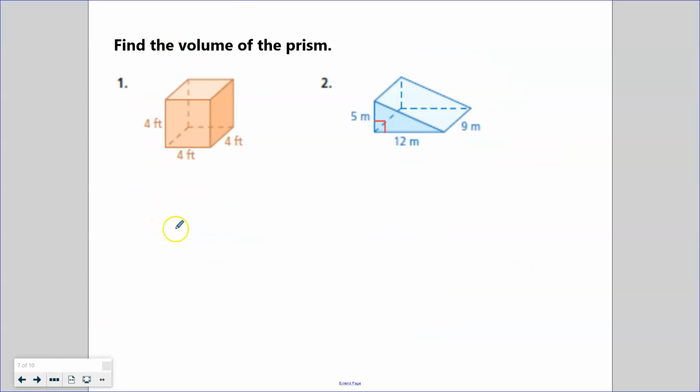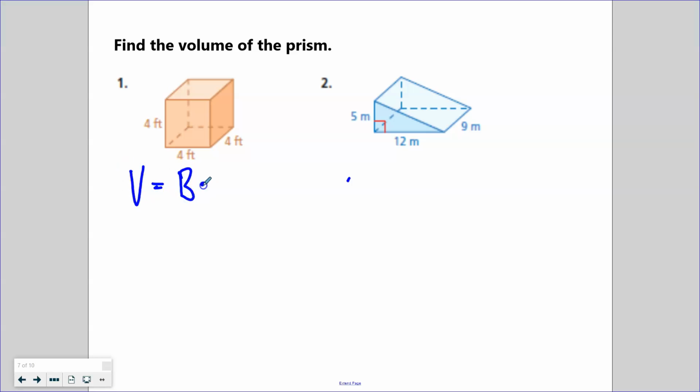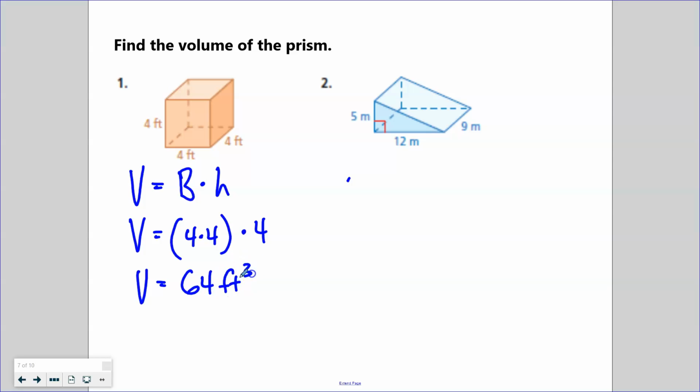All right, a couple to do on your own. Go ahead and push pause and give yourself an opportunity to try them on your own. All right, so volume equals area of the base times the height. Volume equals 4 times 4, times the height, which is 4. So we have 4 times 4 is 16. 16 times 4, 64 feet cubed.